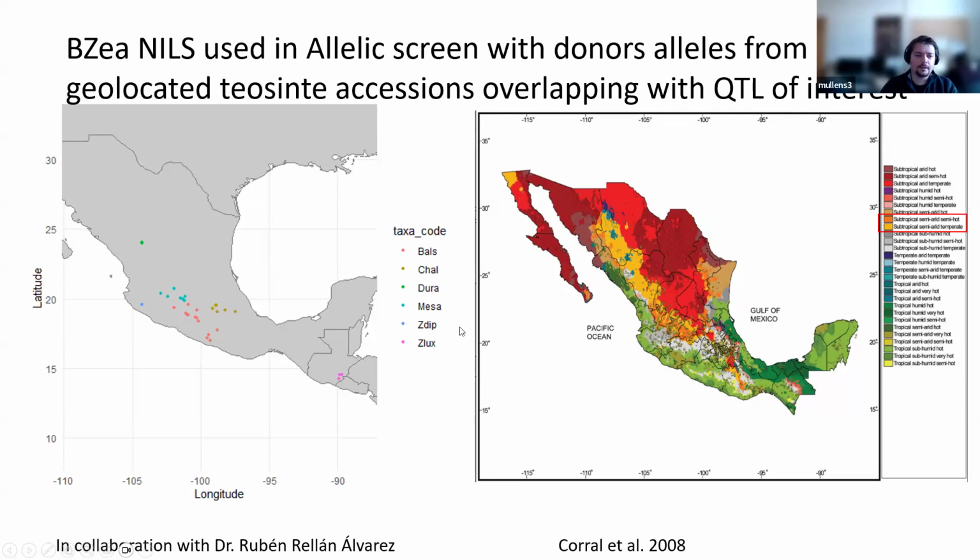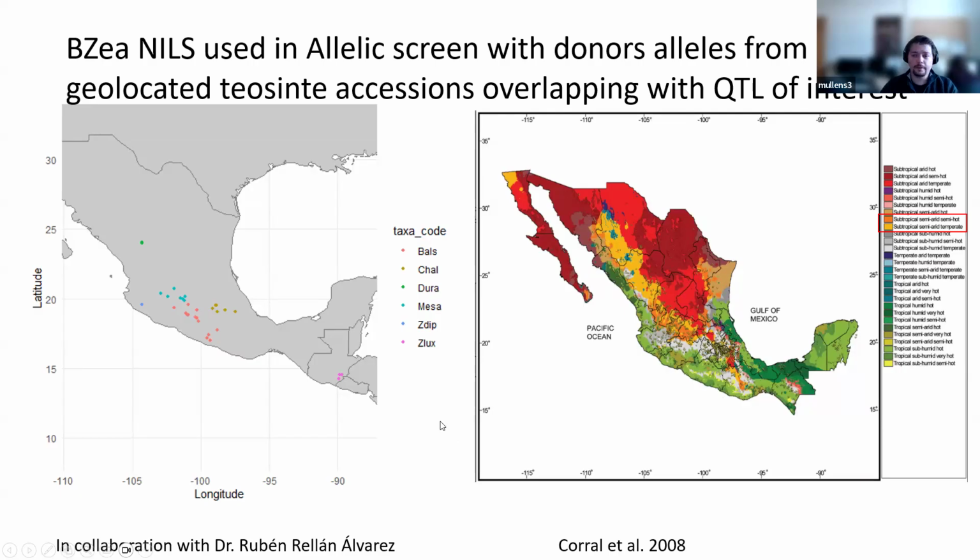And so here I'm just showing a climatic map of the diverse agroclimatic regions of Mexico. And then here are where the teosinte, the ancestral accessions of those NILs that I screened, come from in Mexico here.